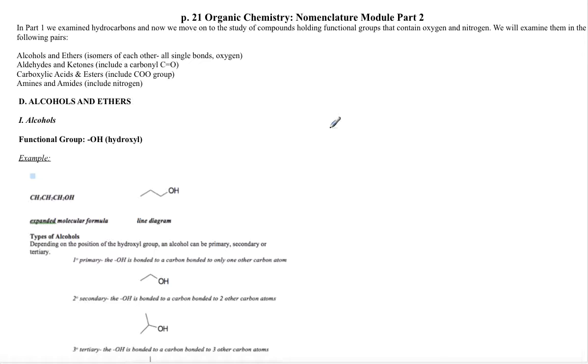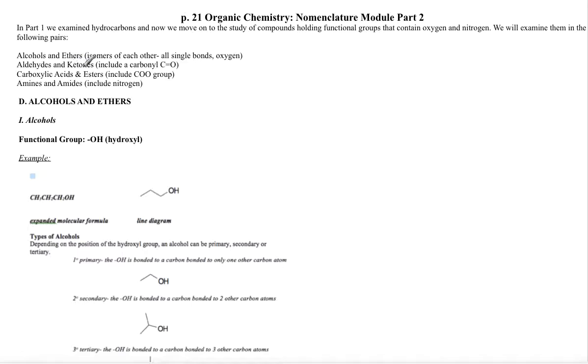Now, at this stage, we've covered all of the hydrocarbons, the molecules that are made up of carbon and hydrogen. And now what we're going to do is introduce molecules that have oxygen and nitrogen in them. And we're going to look at these in pairs, and I'll explain why we do that. So the first pair that we look at are alcohols and ethers. And these are actually isomers of each other. So if I have a formula, I could draw an alcohol with that formula, or I could draw an ether with that formula. And these have all single bonds, and there's an oxygen in them.